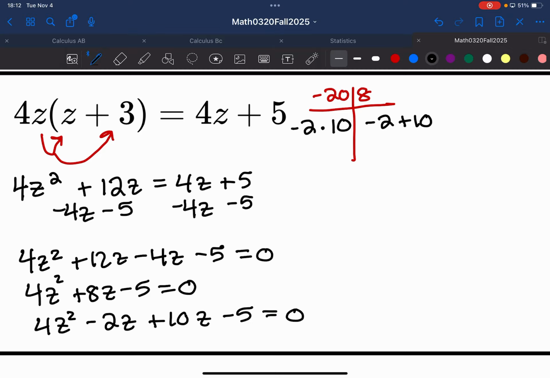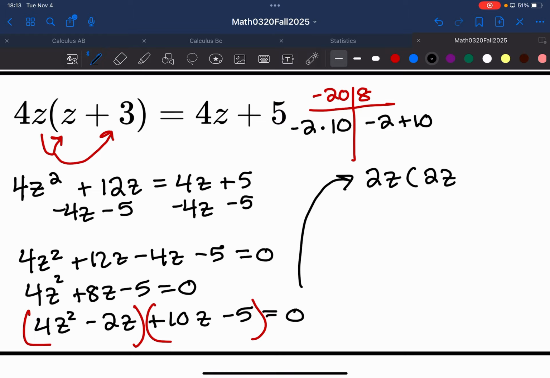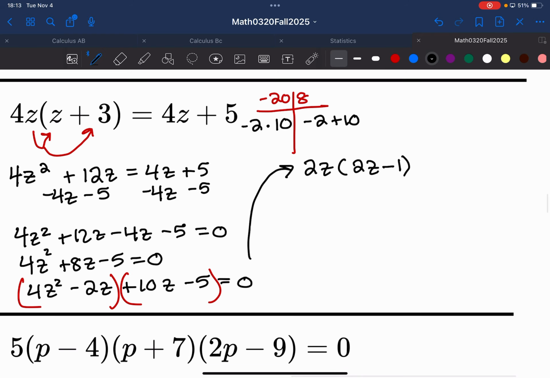Okay. And then from here, what's my next step? Factor by grouping, and then I'm going to take out a GCF. So what's the GCF from the first one? 2z, and I'd be left with 2z, right? Because 4 divided by 2, we still have 2. So 2z minus 1. No, we wouldn't. Oh, yeah, we would put the square.